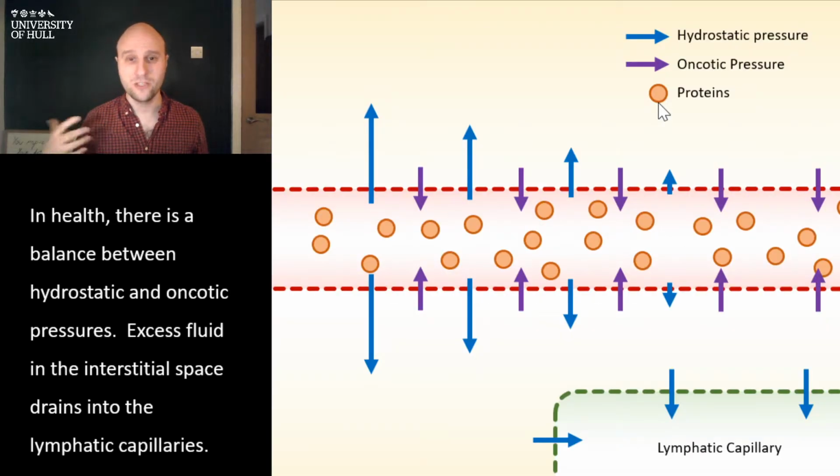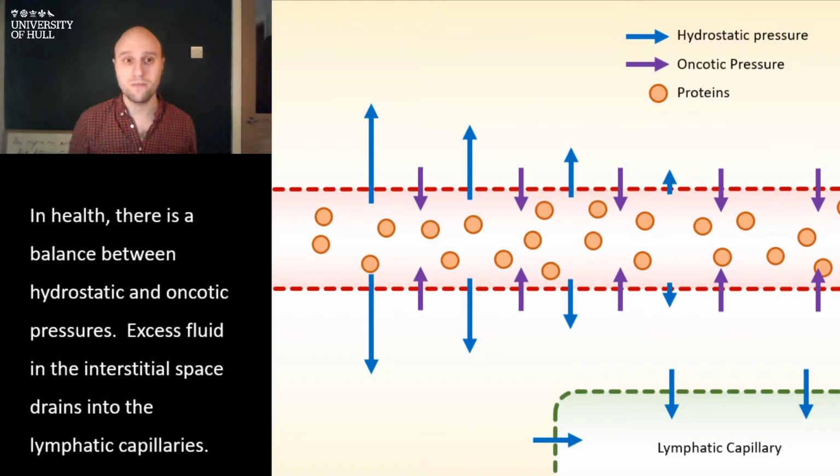So we'll start off with just recapping what we were talking about in our previous tutorial. In health, there's a balance between these two pressures. There's the hydrostatic pressure, which is forcing fluid out of the intravascular space, so out of the capillaries and into the interstitium. And then the big molecules within the capillaries, so things like proteins, albumin, big cells, will be exerting an osmotic pull, what we refer to as oncotic pressure, drawing the fluid back into the capillary from the interstitial space.